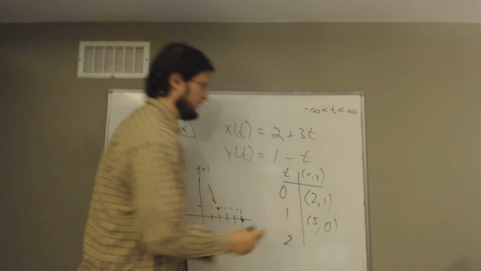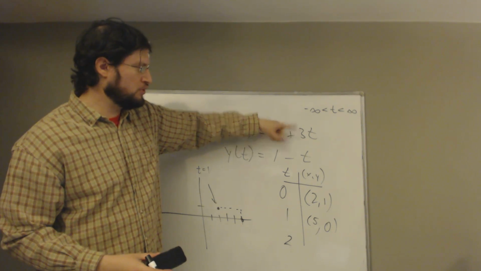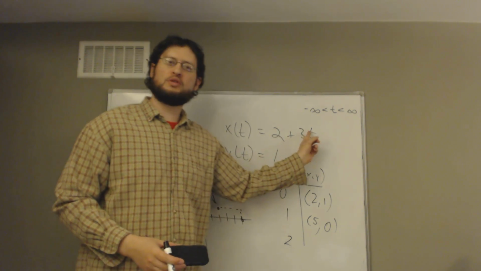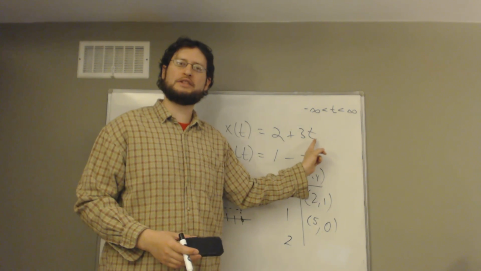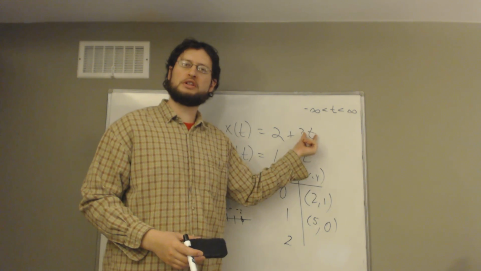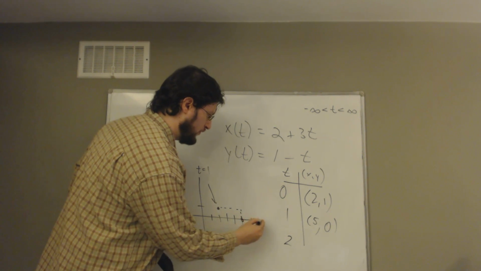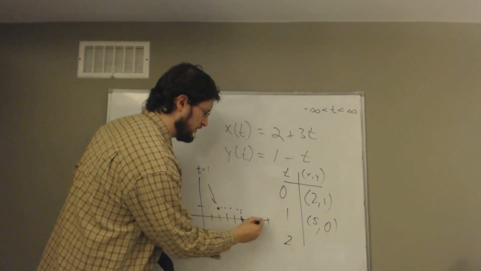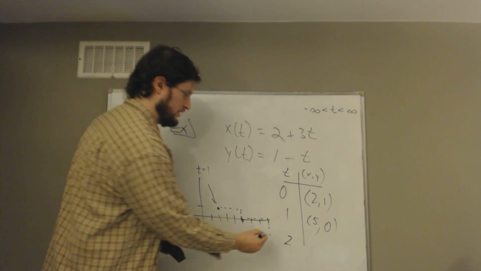At time 2, what happens? Well, we still started at 2 and 1, but at time 2, now the x coordinate is 6 units up. So as time goes forward, our x coordinate is moving up 3 units per unit of time. So in fact, what happens is we move forward another 3 units in the x direction, and then down another 1 unit in the y direction.